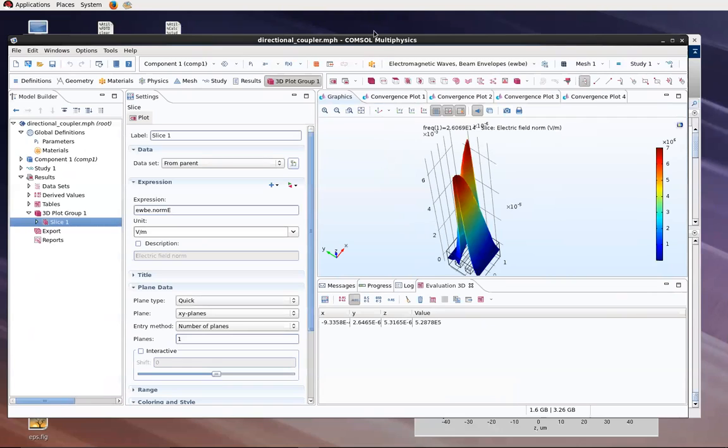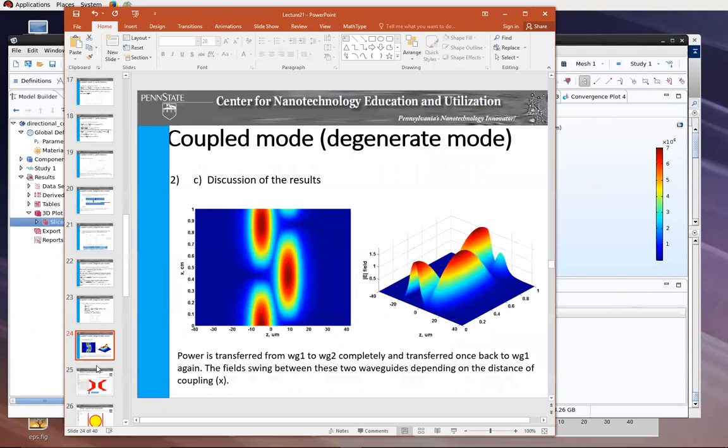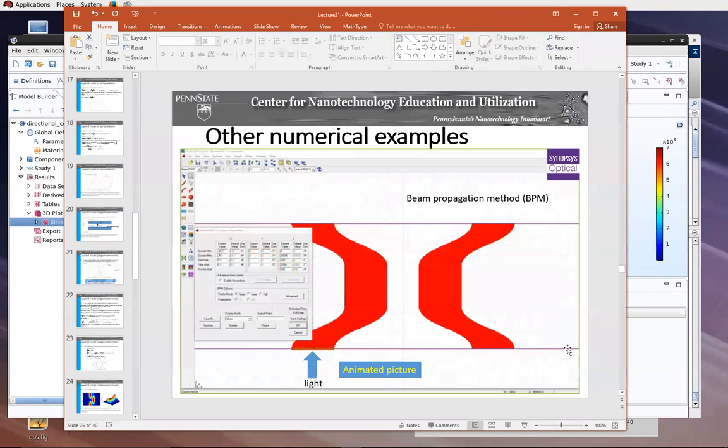All right. What else can I show? Let's continue with the PowerPoint slides a little bit more. So I wanted to show you an animated picture that was taken as an output of a numerical study, again, and another simulation, basically. This time, another software was used. It's called RSoft Synopsys Optical.